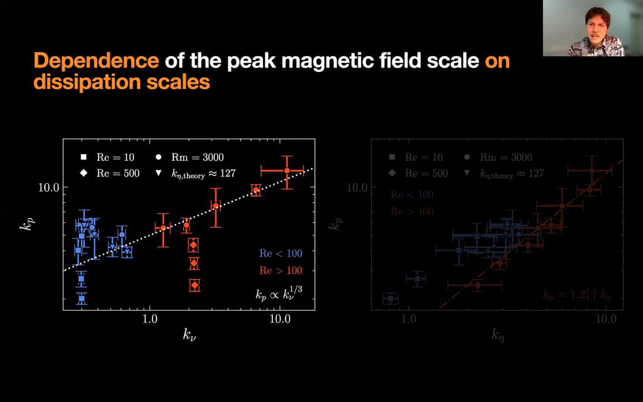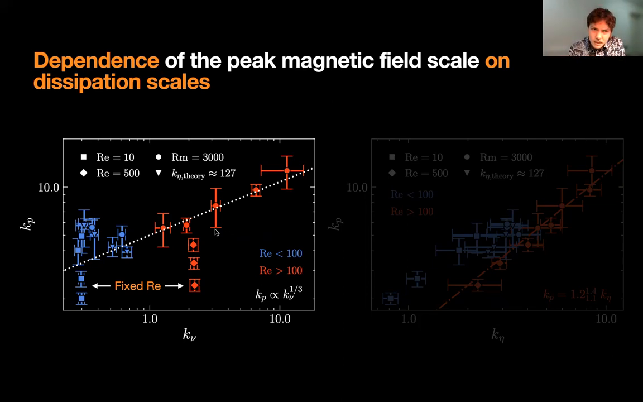So we found previously that the principal dependence is on the resistive scale. But when we have a look at this peak scale on the viscous scale, we find that there are a couple of things taking place. First, when we ran our simulations with a fixed Reynolds number, on the right-hand side, the Reynolds number has been fixed at 500 and on the left at 10. When we keep the Reynolds number fixed and we change the magnetic Reynolds number, we are able to change the peak scale. So this immediately suggests that the peak scale does not depend upon the viscous scale.